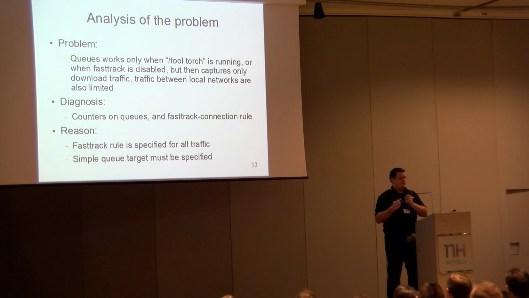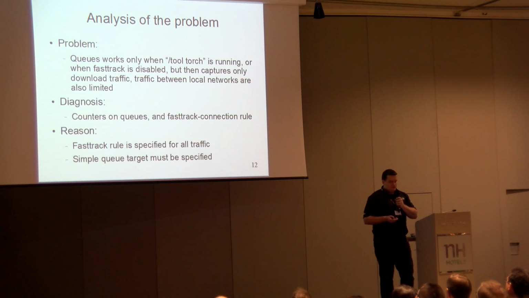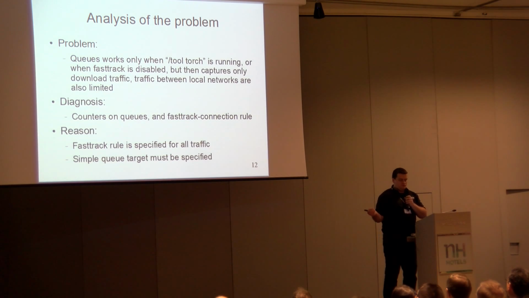Why do my packets go the fast path if I have a firewall and so on? In the previous slide, you were able to see there was a fast track connection rule, which allows packets to use connection tracking and still go the fast path. So you cannot have queues and fast track connection for all traffic at the same time. And that's the giveaway for how to diagnose this: look at the counters of the queues, look at the counters of the fast track connection rule, and it will be clear that nothing gets through it.